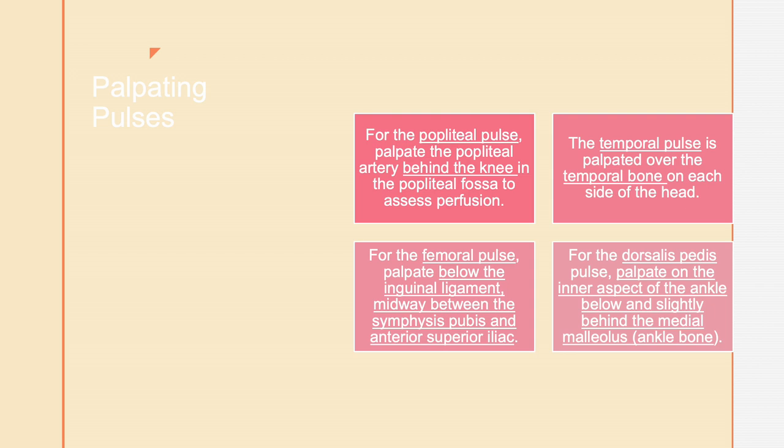Okay, let's talk pulses. Bottom line, you need to know where the pulses are. You need to know popliteal pulse is behind the knee. You need to know temporal pulse is over the temporal bone. Period, point, paragraph. Memorize them. Put them on note cards. You're going to need to know this for the rest of your career. All right, next slide.